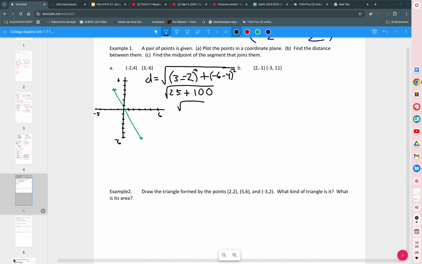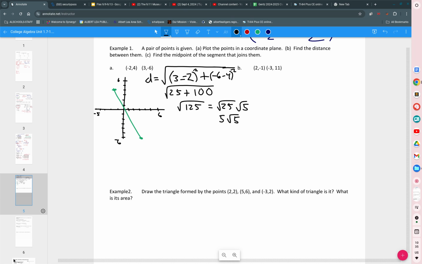I get the square root of 125. That can be simplified to the square root of 25 times the root of 5. Or in other words, 5 root 5. That's the distance. If you can simplify the radical, make sure you do that on the test.